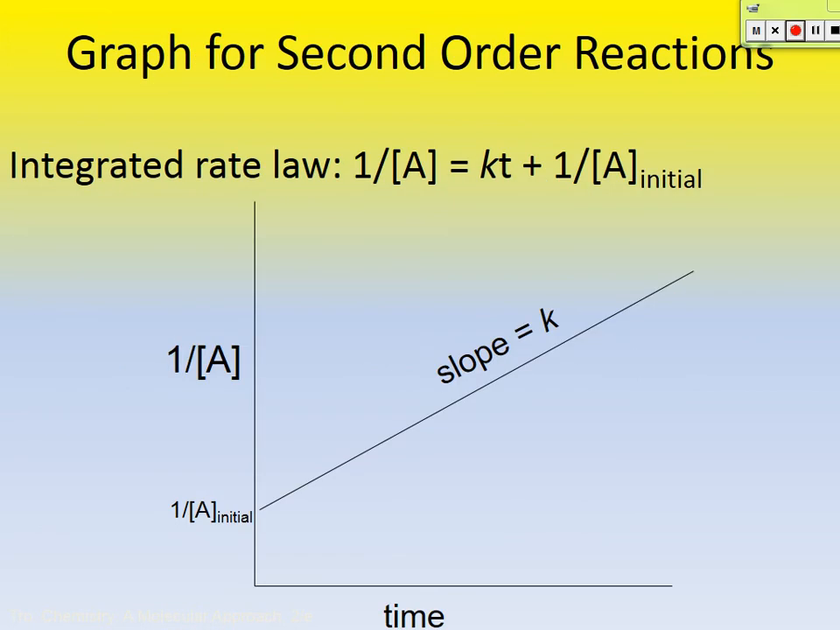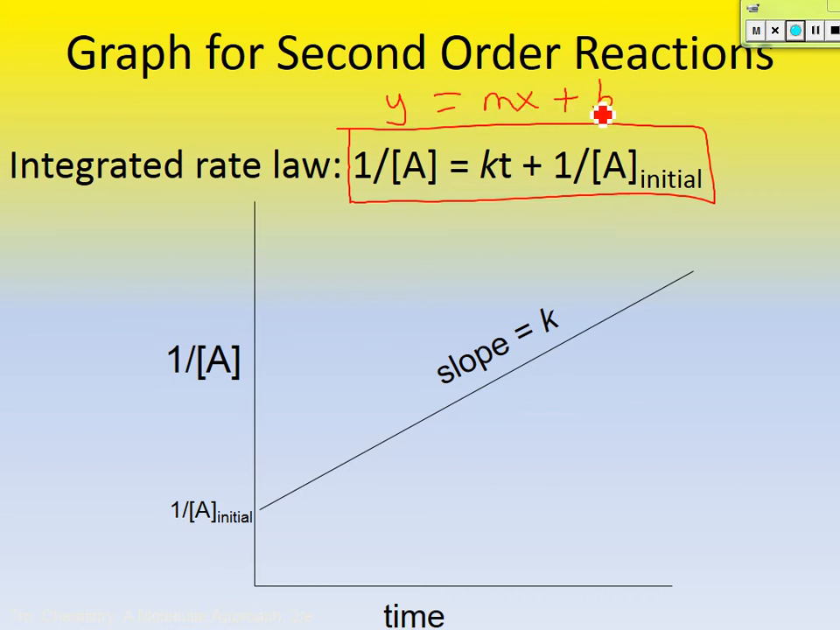If we look at the graph for a second order reaction, this is the integrated rate law. This is our y value is equal to mx plus b. So our y value here is 1 over the concentration of your reactant. The slope now is positive for second order reactions. Slope is equal to k. Time is represented on our x-axis, so it's t. Plus 1 over the initial concentration of your reactant is your y-intercept. So that's where it crosses the y-axis right down here.